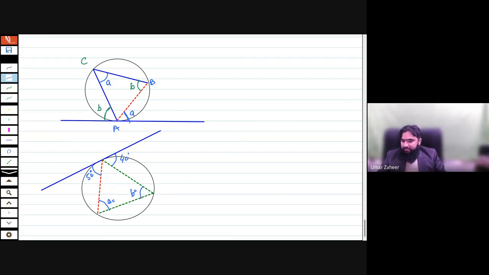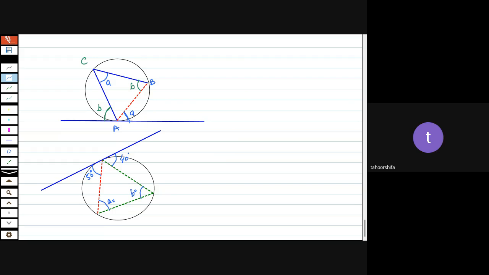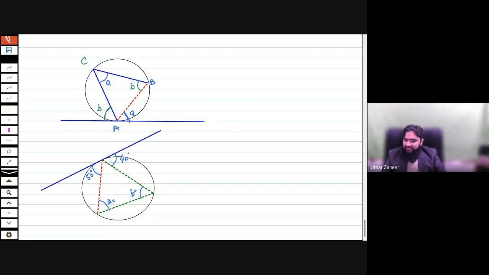Yes, Sahur. Can you please tell me what will be the value of A? 40. That is 40. It is a tangent and it is the chord. So the angle between the tangent and the chord is 40. So angle A is subtended from the same chord, so it is 40 as well. And the B will be 50 degrees.